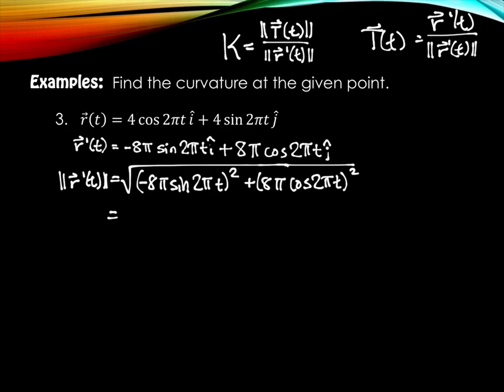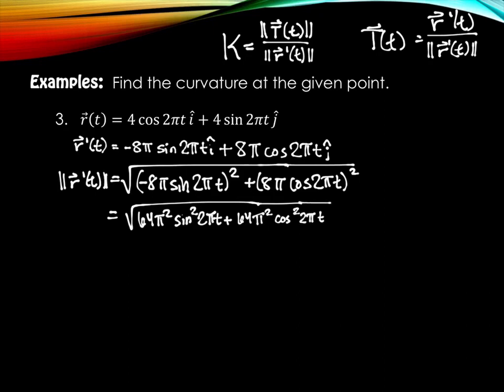It's going to be 64 pi squared sine squared of 2 pi t, plus the same thing but cosine, which just becomes 64 pi squared. Okay, so if we were to factor out the 64 pi squareds, what we would be left with is sine squared plus cosine squared of the same angle. And sine squared plus cosine squared is 1.